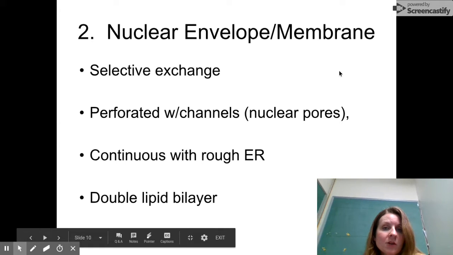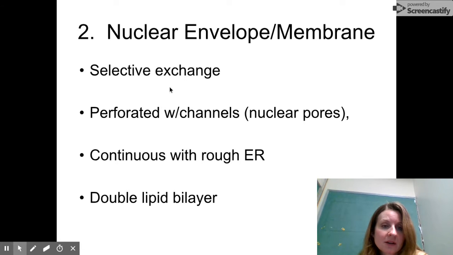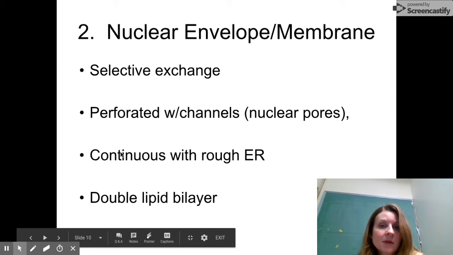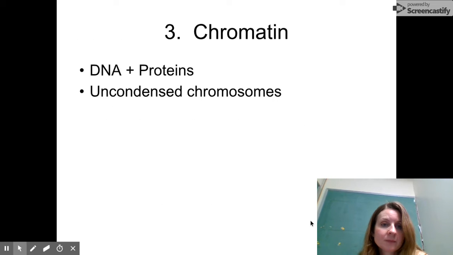Right. The nuclear envelope is in charge of making sure that only certain things get into the nucleus and out of the nucleus. It does have nuclear pores, and that allows mRNA out of the nucleus. It's part of making a protein. So that messenger that says this is the DNA gene, we need to turn this into a protein, that can leave the nucleus. All right. It does work with the rough endoplasmic reticulum, and it's made out of phospholipid bilayer.